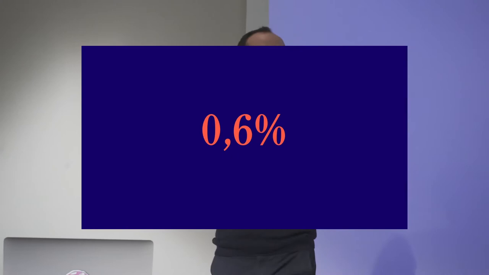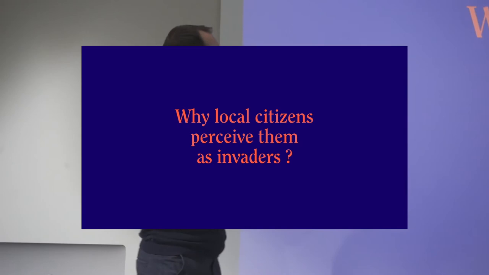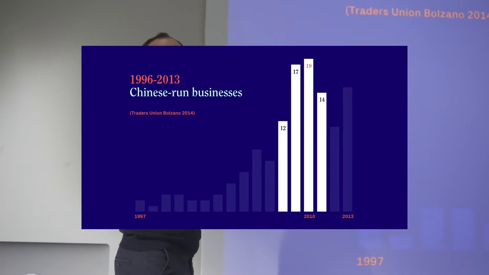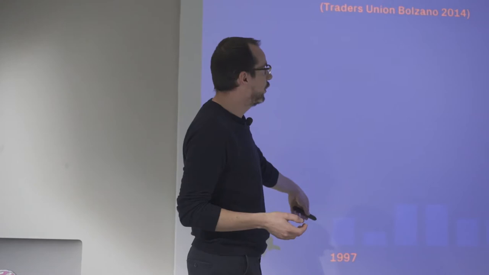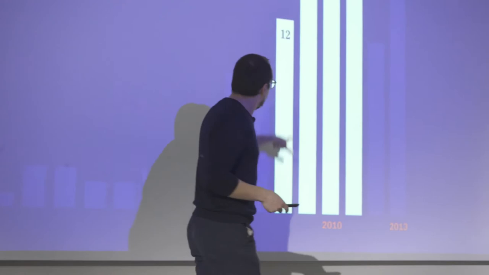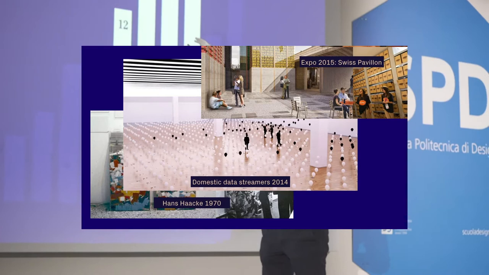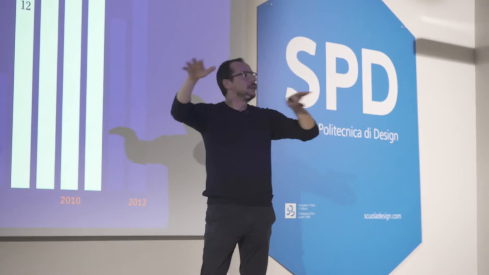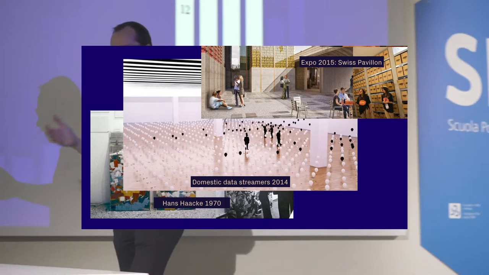But there is a problem, because with numbers you cannot change the idea of the people, because people were still convinced that they were invaded by Chinese. So we looked at the business data. So how many Chinese-run shops opened from 1997. And it was very interesting discovering that despite the population of Chinese being more or less the same, the city registered an increase of Chinese shops opening, up to 19 in a year in 2010. That probably for a small city like Bolzano, it's a lot. But why? Because at a certain moment they started buying all the restaurants that were selling the license, and then they started differentiating their business. So hair dryer, massage center, apparel store, and so on. So they opened new shops.